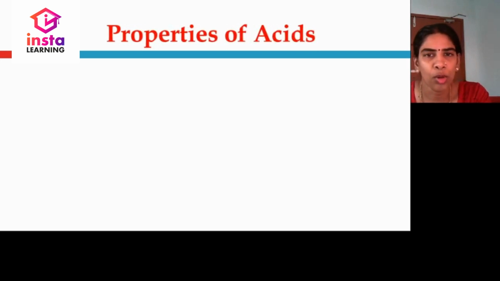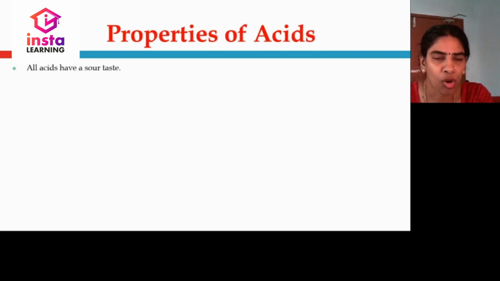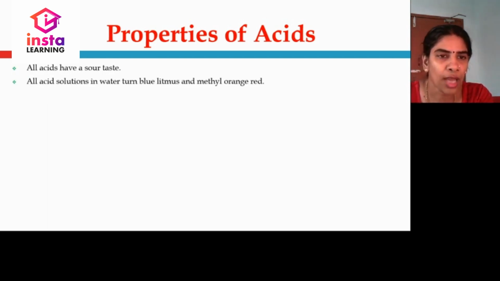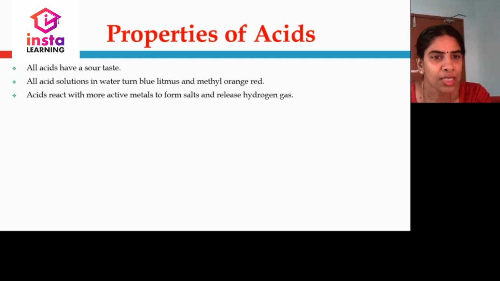Let us now discuss the properties of acids. All acids have a sour taste. All acid solutions in water turn blue litmus and methyl orange red. What are this blue litmus and methyl orange? These are indicators. Acids react with more active metals to form salts and release hydrogen gas. That is, acid will react with metals to form salt and hydrogen gas.